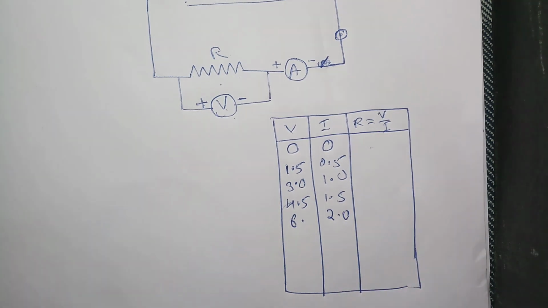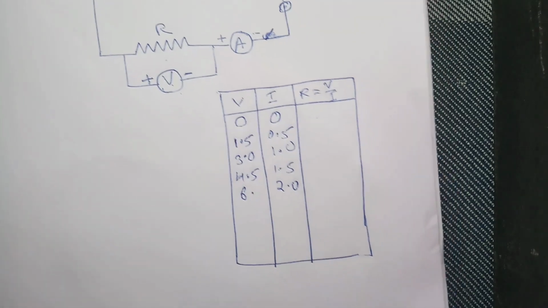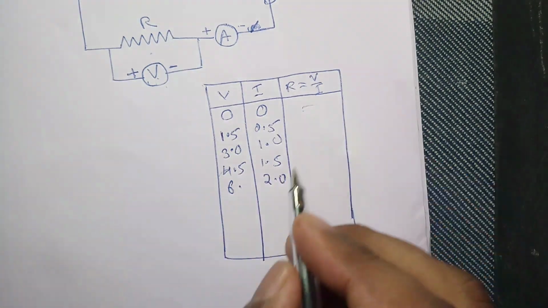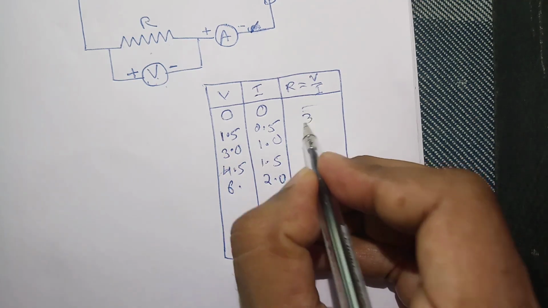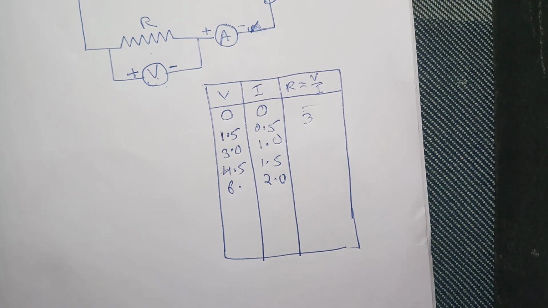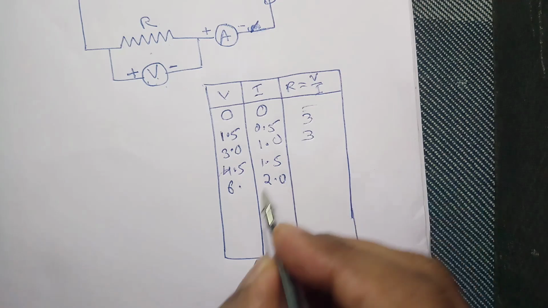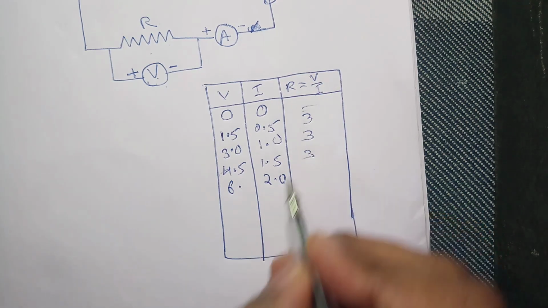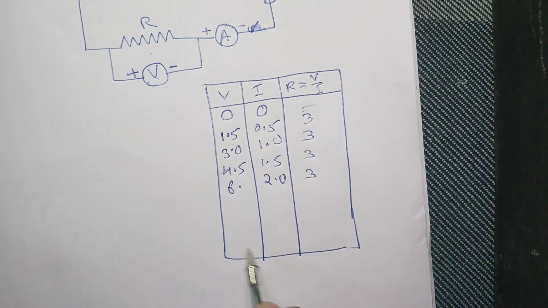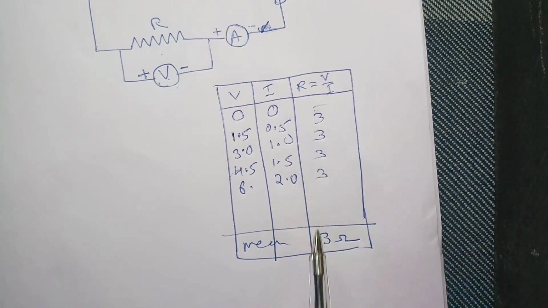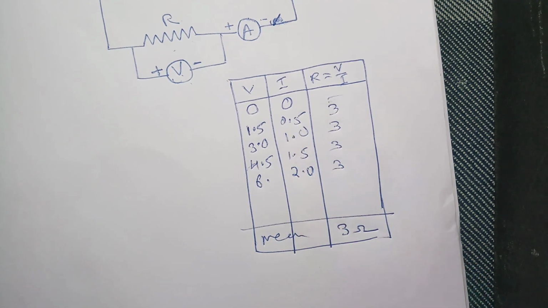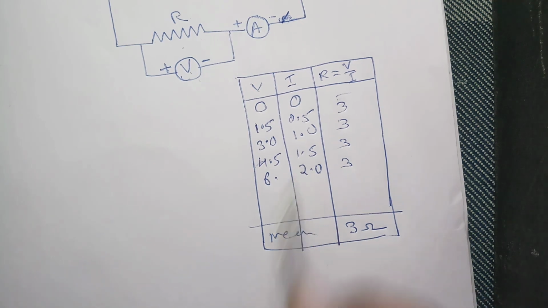Now what is the resistance in the first case? Here 1 V by I, so this will be 3 ohm. In the second case, if you take the resistance, that is also 3 ohm. Here also it is 3 ohm, and here also it is 3 ohm. If you take the mean value of this, how much will you get? Our resistance is 3 ohm. So you can see here the resistance remains constant.